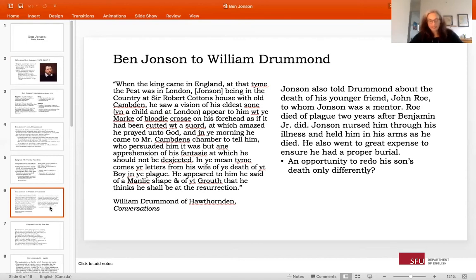He courageously stays with him. He witnesses his pain. He shows his loyalty and his love to his friend, and he behaves with a selflessness that he did not demonstrate towards his family. He was not there for Benjamin's illness and death. And then he arranged that John Rowe get a proper burial, even though his own financial means were certainly limited. And thus, by doing so, in some ways, he made up for the burial of his own son.